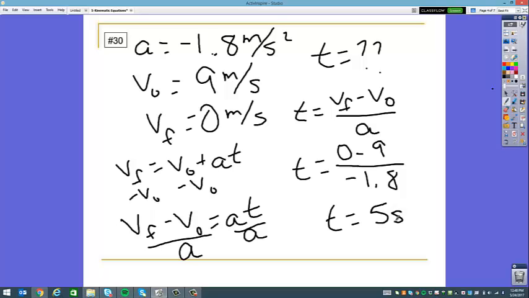Okay, you'll notice the negative cancels out. 0 minus 9 is negative 9 divided by negative 1.8. Time can never be negative. If you solve a problem and you get a negative time, you are wrong. Okay, you don't have a time machine, and if you do, that's awesome. You're probably a millionaire by now. So you probably don't really have to take this class if you figured out how to build a time machine. So since you don't, time can never be negative. Time is always going forward. So if you're working out a problem and you get a negative time, something's wrong. Okay, fix it.